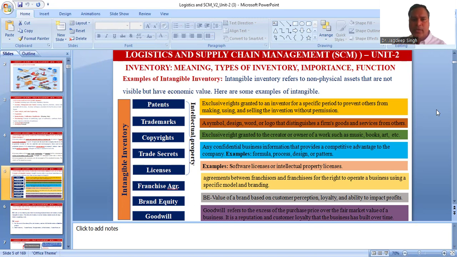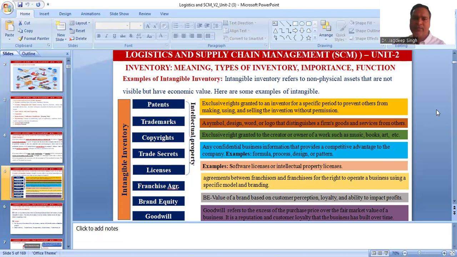So patent, what is patent? Exclusive rights granted to an inventor, whomsoever is inventing something, right? For a specific period to prevent others from making, using, or selling the invention without permission. So this is called patent. What is trademark? It's a symbol, design, word, or logo that distinguishes a firm's goods and services from others.